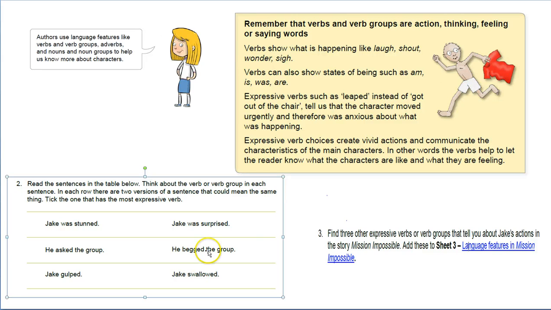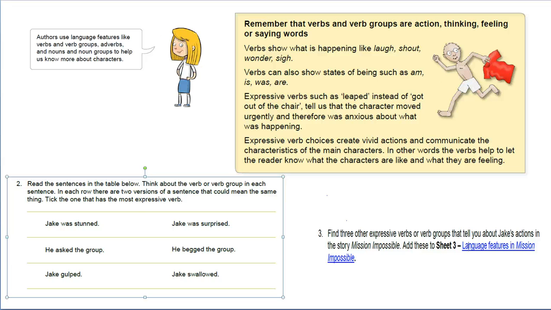So go ahead and look at your story and see if you can find a couple more examples. It says 3, but you can go and find a couple more verbs or verb groups that tell you about Jake's actions in the story. I had mine open on my other screen and I found ones like "Jake hurried outside", rather than just "Jake moved outside". That one is at the bottom of page 3.